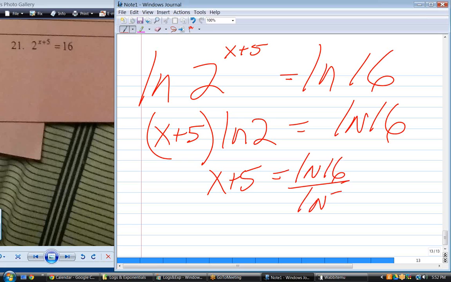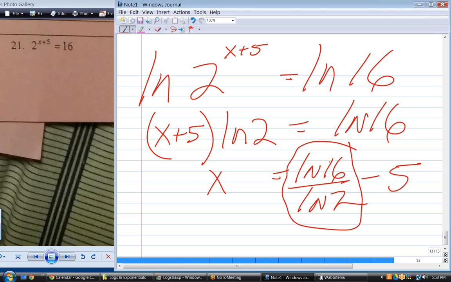And now what? Subtract 5 from both sides. And that is my answer, expressed exactly like that. And in case you're wondering, can I do anything with this?